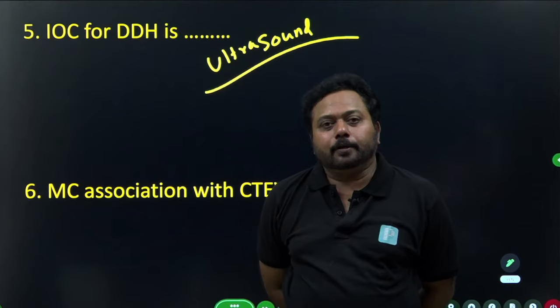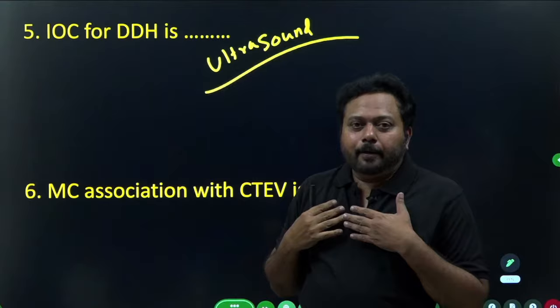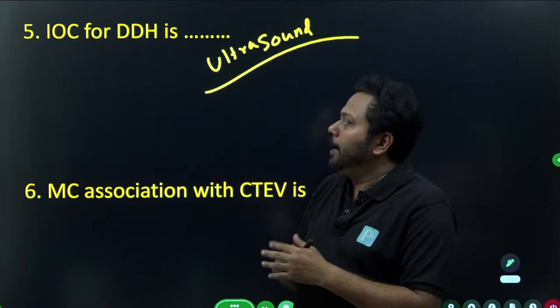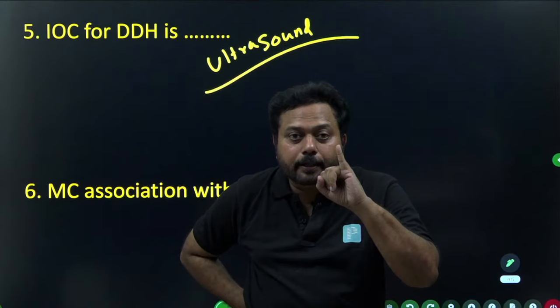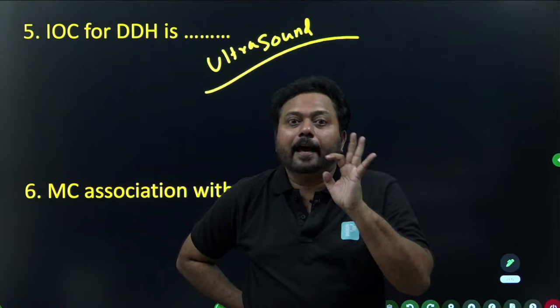Ultrasound, real-time ultrasound. In developmental dysplasia of the hip, you should not forget the classical clinical signs. Not actually two, it is three important clinical signs. Number one, Ortolani's test. Number two, Barlow's test. Number three, Galeazzi sign. Galeazzi sign is otherwise called Allis test.